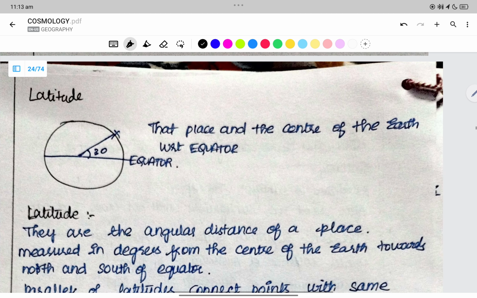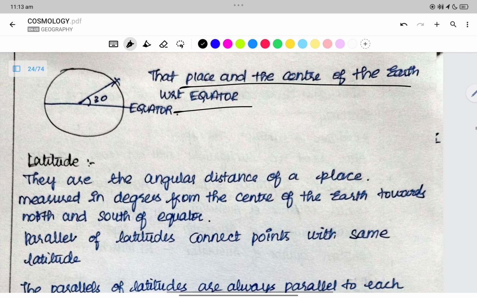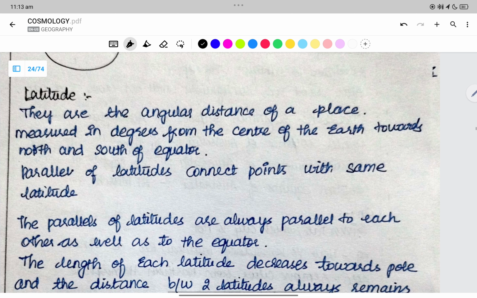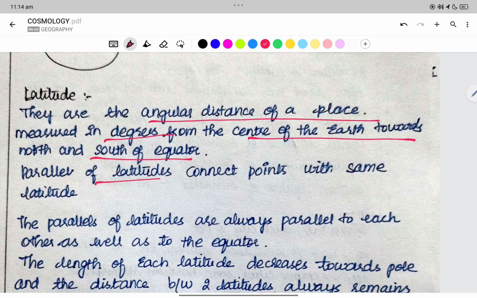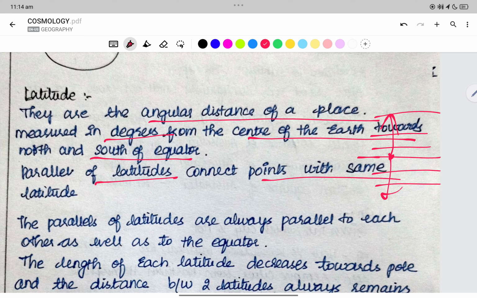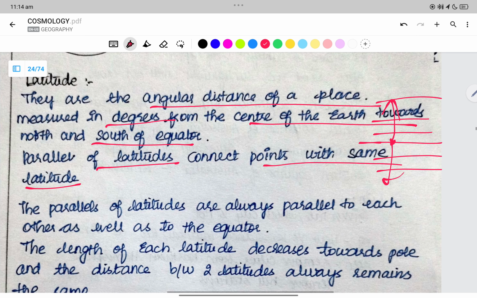You know what coordinates are, right? Latitudes are the angular distance of a place, measured in degrees from the center of the earth, to the north and the south of the equator. It is measured from the center to the north, and then we have the south, right? Points with the same latitude get connected.